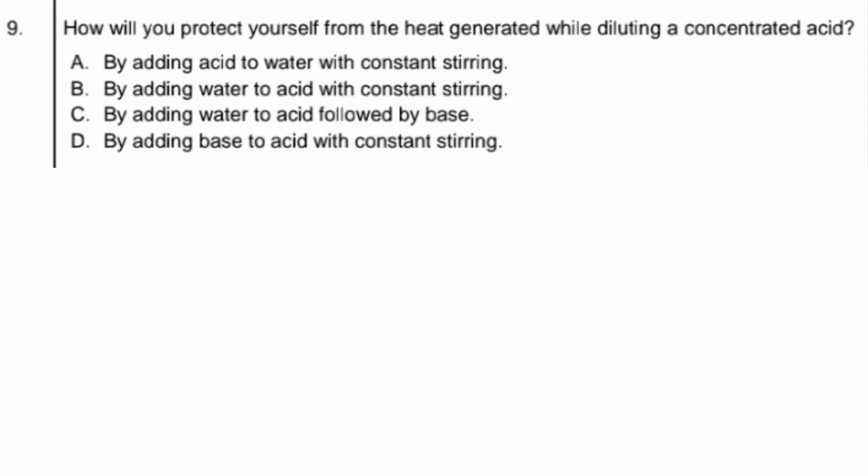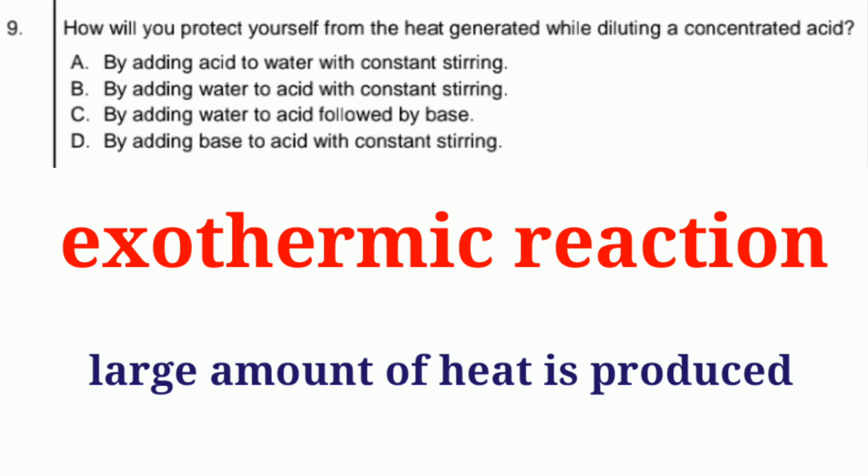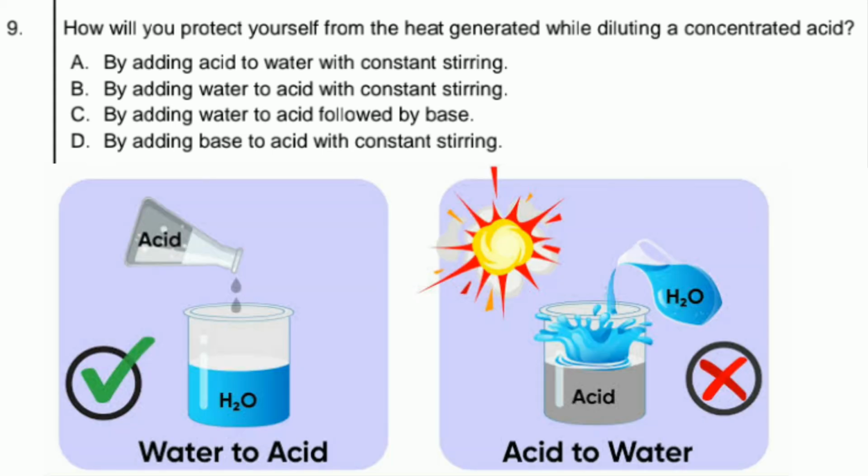Question number 9. How will you protect yourself from the heat generated while diluting a concentrated acid? We have studied that dilution of a concentrated acid is a highly exothermic reaction. We always dilute an acid by adding acid into water and not water into acid. So option A is correct. We always dilute an acid by adding acid to water with constant stirring, as water slows down the exothermic reaction by absorbing the heat which is produced during the reaction.